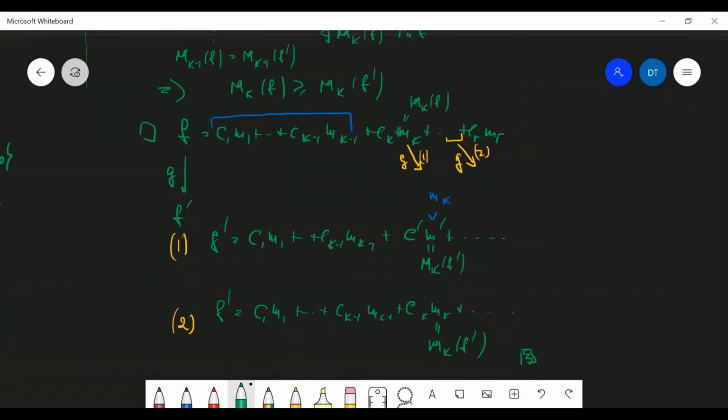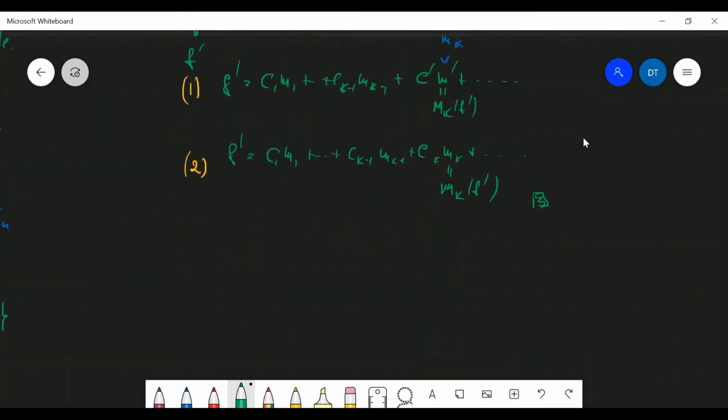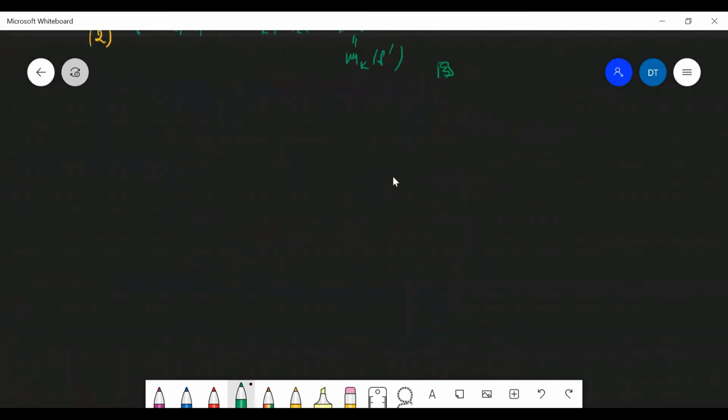And now let me try to prove the halting result. Now I want to prove that the reduction process halts.